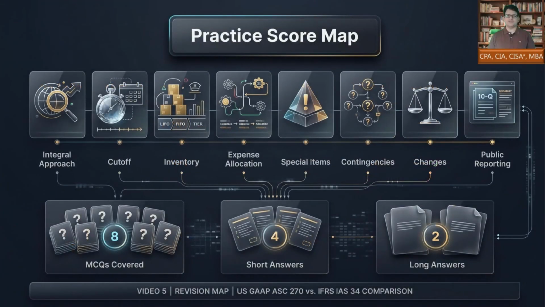You have now practiced the major ASC 270 areas: the integral approach, revenue cutoff, inventory estimation, LIFO, recovery caps, expense allocation, contingencies, changes, public reporting, and scenario analysis. This was a practice video, so the goal was not speed, the goal was reasoning.